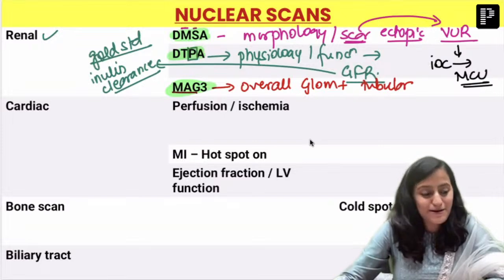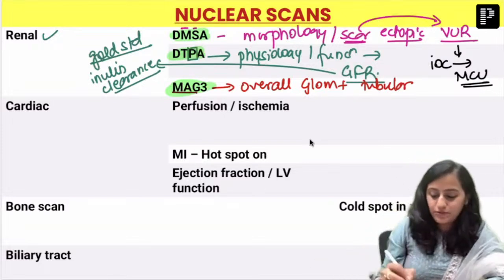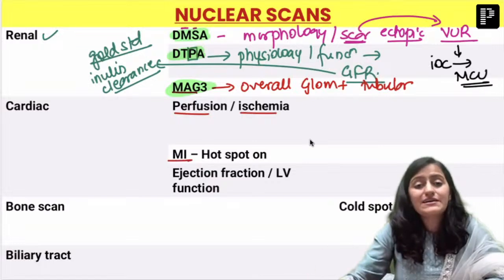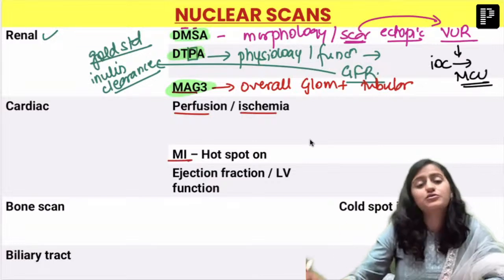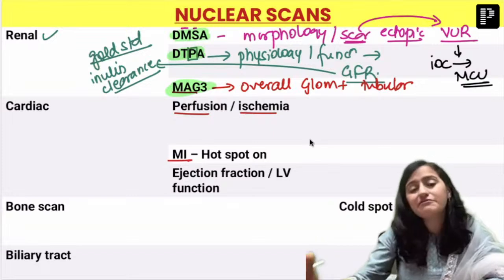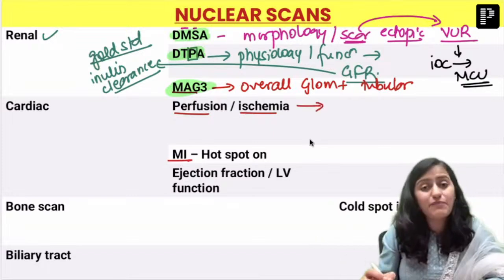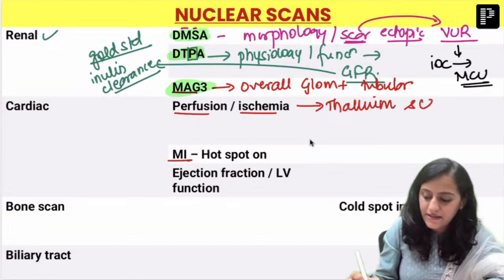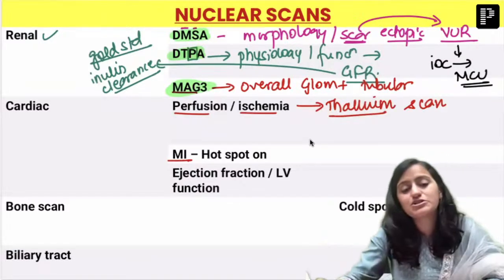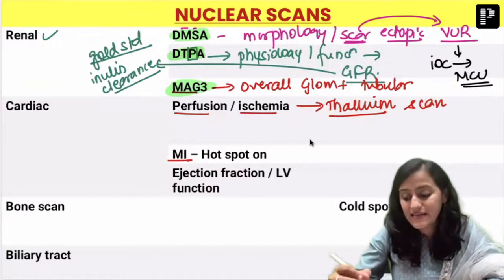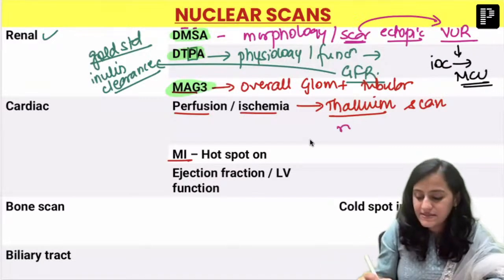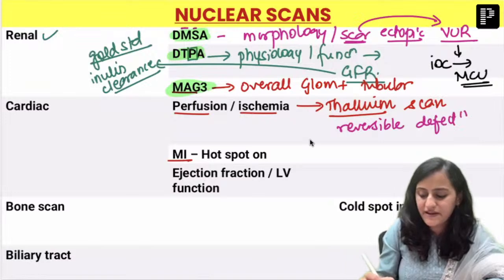All right, talking about the cardiac scans, everyone. So cardiac perfusion and MI. When you want to see myocardial ischemia, okay, you have myocardial ischemia, you have myocardial infarct. What is a scan which is done for myocardial ischemia? That is the thallium scan. Okay, that is the thallium scan which is done for myocardial ischemia, right? What will you see if there's myocardial ischemia? There's going to be a reversible defect.